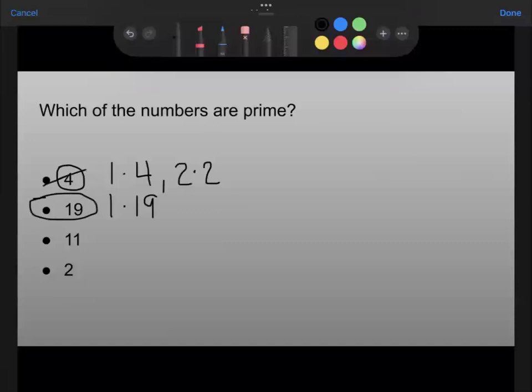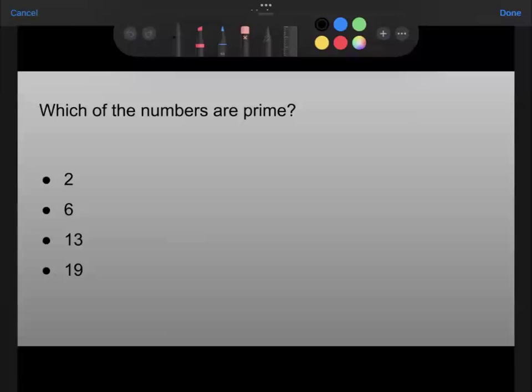Let's look at the next one, 11. I can definitely do 1 times 11, but I can't think of any other numbers I could use to get me to 11. So that is also a prime number. The number 2, I could definitely do 1 times 2, but there's no other way to actually multiply and get 2 for an answer. I know 2 is kind of confusing because you look at it and you think, oh, that's got to be composite. That's a factor in so many different numbers. But it actually isn't. 2 itself is a prime number. So I'm going to circle that as a prime number.